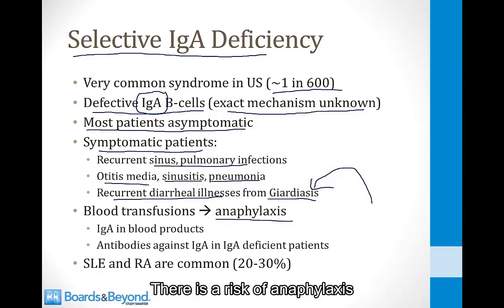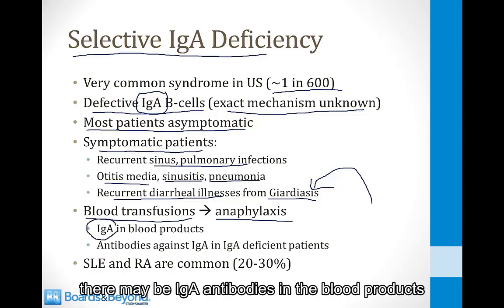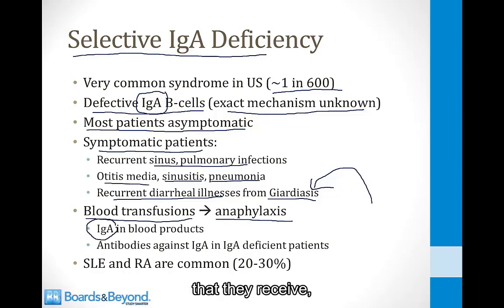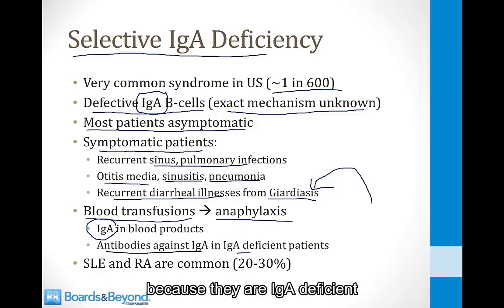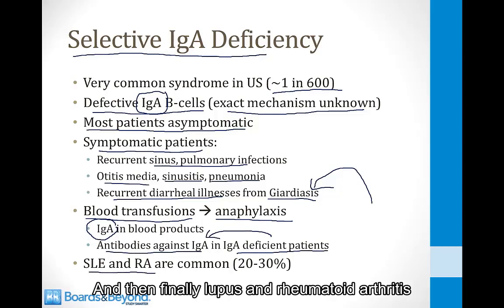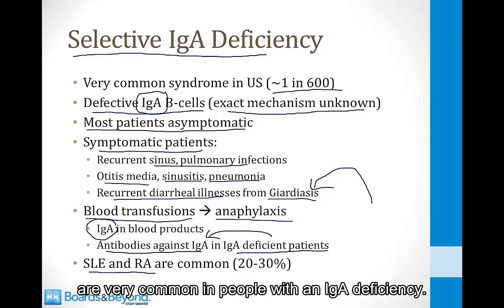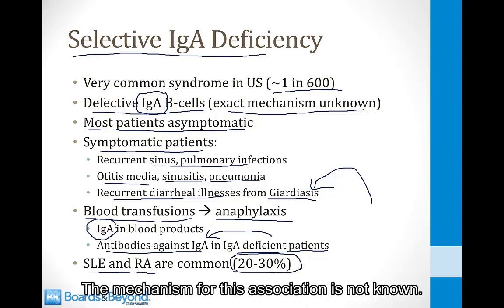There is a risk of anaphylaxis when people with IgA deficiency receive blood transfusion. There may be IgA antibodies in the blood products that they receive, and they may have produced antibodies against IgA because they are IgA deficient, so they can tolerate antibodies in their plasma to IgA. And then finally, lupus and rheumatoid arthritis are very common in people with an IgA deficiency. About a quarter of patients will develop one of these conditions. The mechanism for this association is not known.